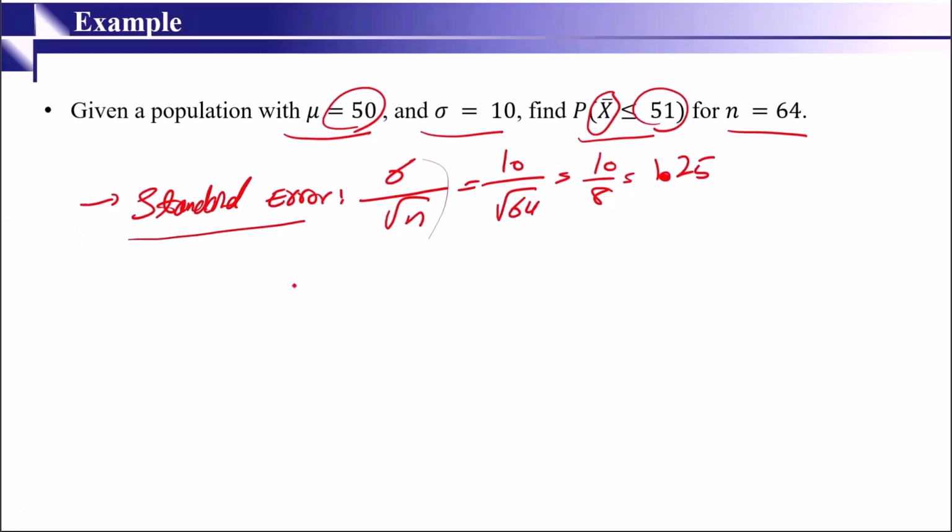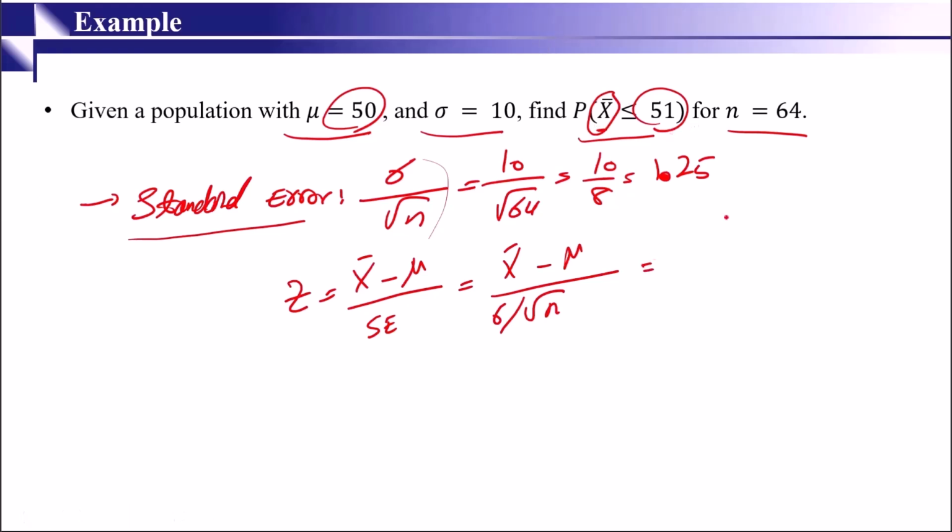Then in this case, for the z score, we go for x bar minus mu divided by the standard error, which is equal to x bar minus mu divided by sigma divided by the square root of n. This is because we are dealing with the distribution of the sample mean. If it was not a sample mean, we would go for sigma. So it will be equal to, what is the sample mean? 51 minus 50 divided by 1.25, which is equal to 0.8.